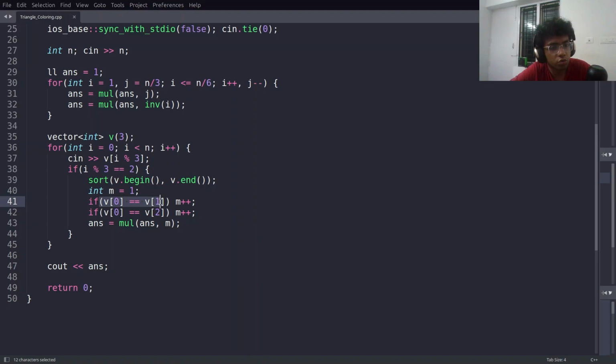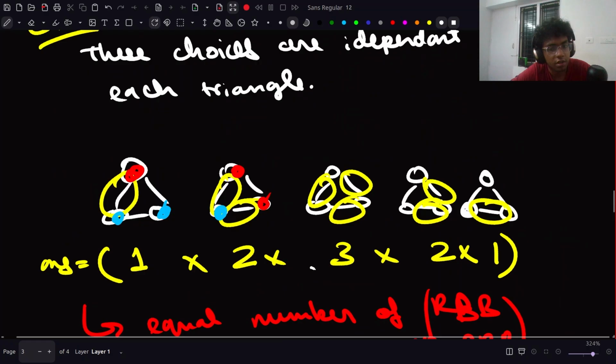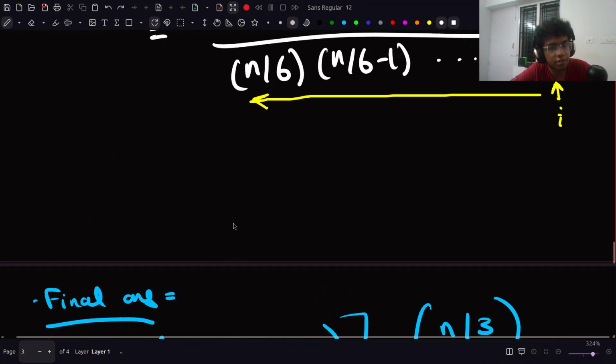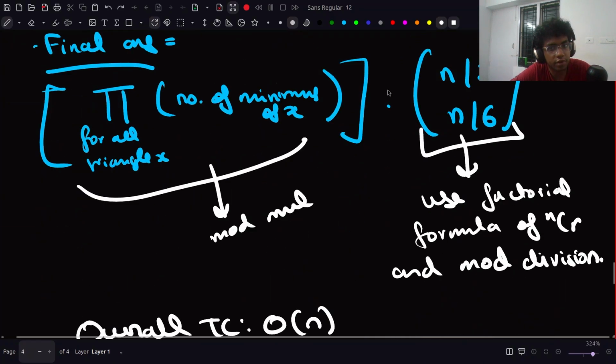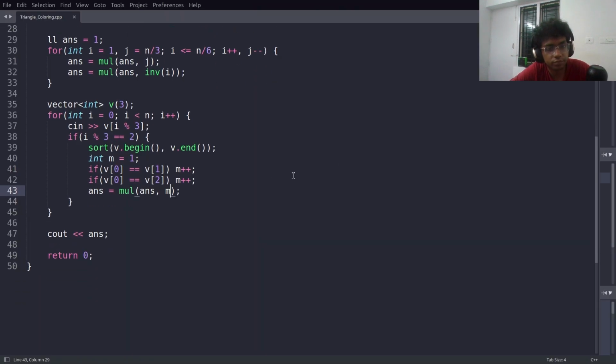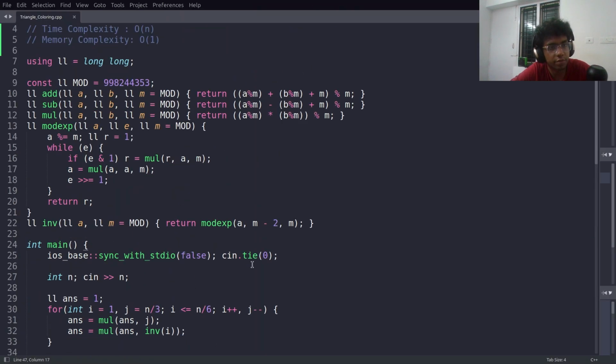Then if it's equal to v1, the number of minimums increases. If it's equal to v2, again the number of minimums increases, right? Because one value is equal to the minimum and similarly the other value is also equal to the minimum. And then finally we can multiply the answer with that value m. So if there are 3 minimums, we multiply the answer by 3. If there are 2 minimums, we multiply by 2. If there is 1 minimum, we multiply by 1, right? And this gives us the same exact thing we're calculating. So first we're calculating this part and then this part. And now finally, once we're done, we can simply print the answer.